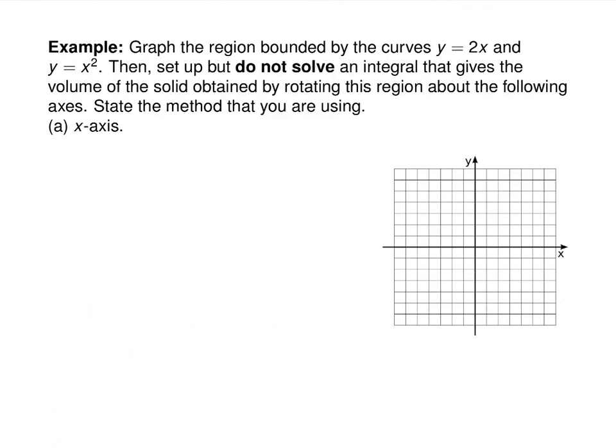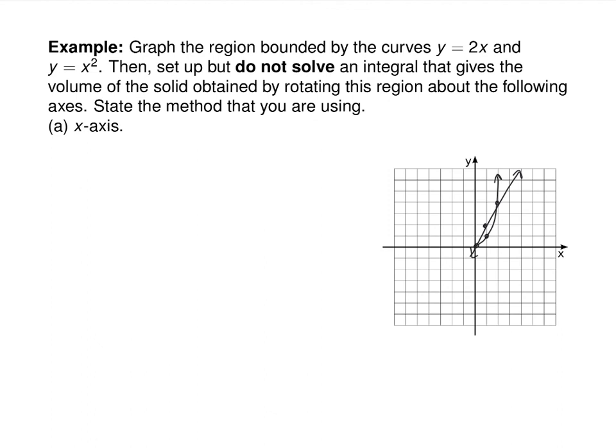All right, let's do another one. So graph the region bounded by the curves 2x and x squared. And then set up, but don't solve the integral, that gives the volume when you rotate it about the following axes. State the method that you're using. So you have 0, 0, 1, 1, 2, 4. And 0, 0, 2, 2, 2, 4. It's actually pretty much the exact same region we had before.